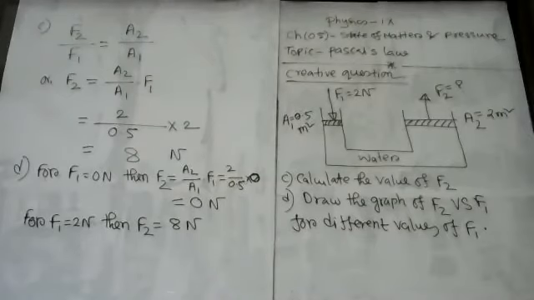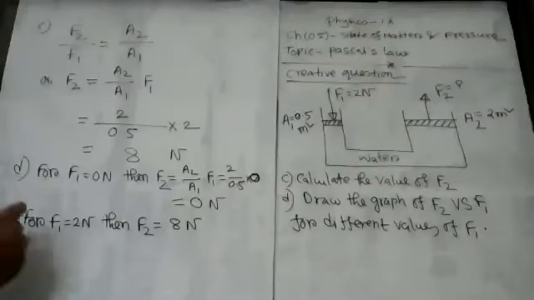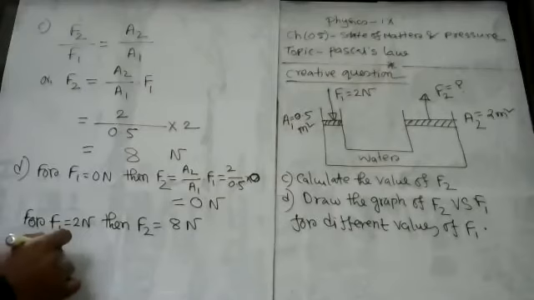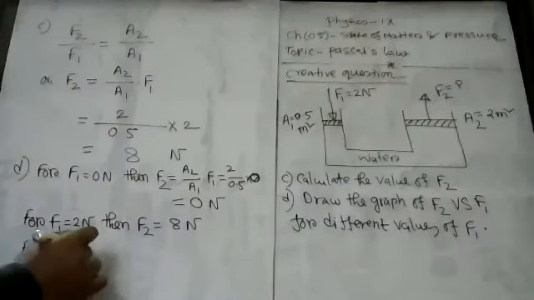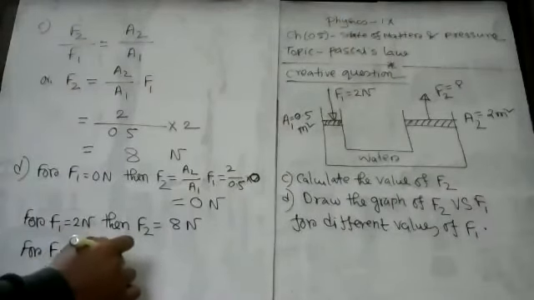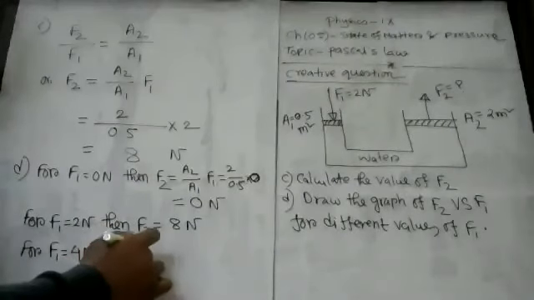Because to draw a graph, my student, at least we should consider 3 points. This is the minimum number of points to know the shape of the graph. So for the case of F1 equal to, suppose, 4 Newton, what would be the value of F2?